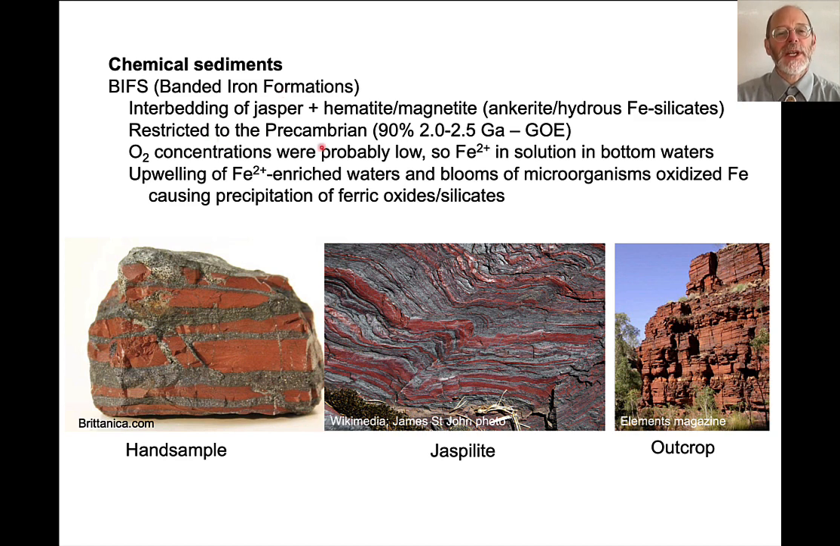But they're restricted to the Precambrian, and about 90% of them occur within this age range, 2 to 2.5 billion years ago. Well, this time corresponds to the Great Oxidation event. This is when photosynthesis evolved on Earth. So a lot of the ferrous iron that was in solution in low oxygen-bearing waters was upwelled, and microorganisms, making a lot of oxygen, caused the oxidation of iron to precipitate iron oxides and silicates, as well as this chert that has so much iron oxide in it.